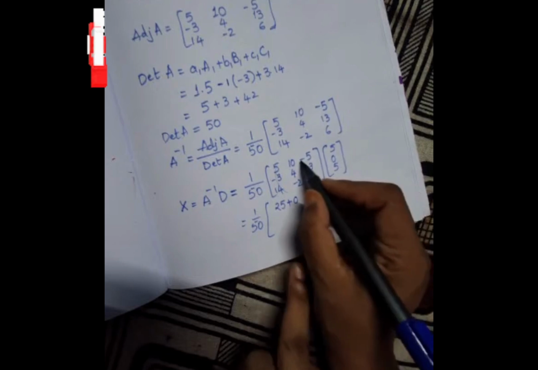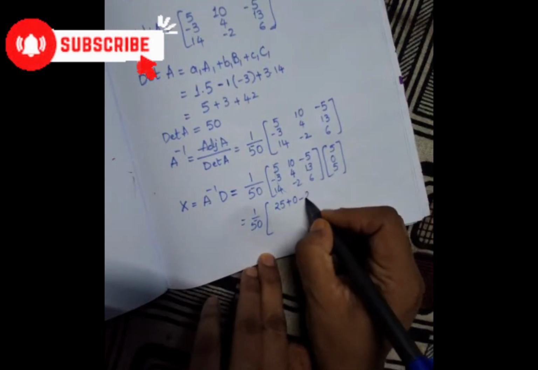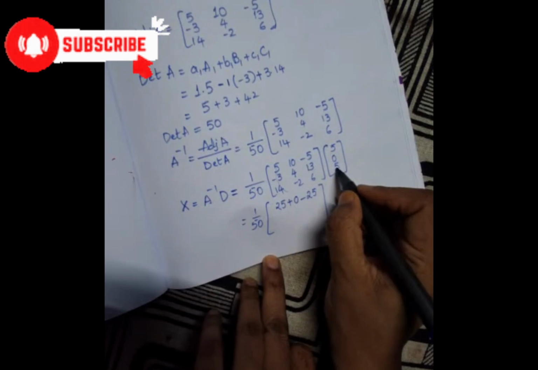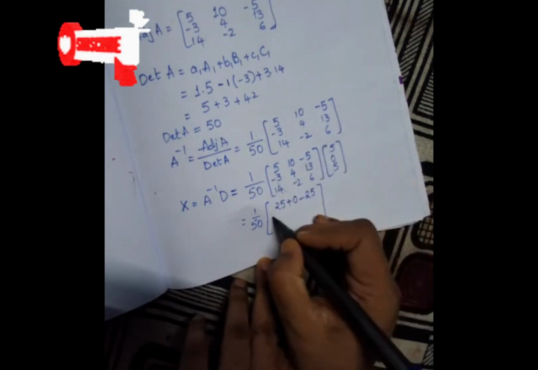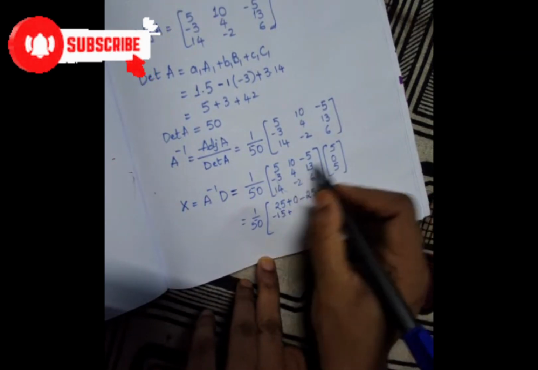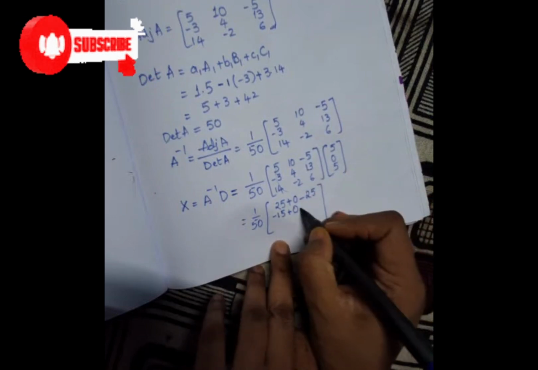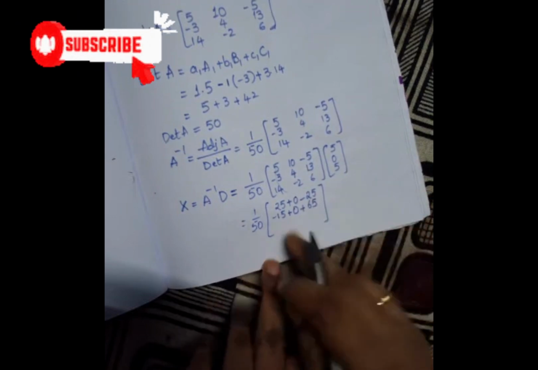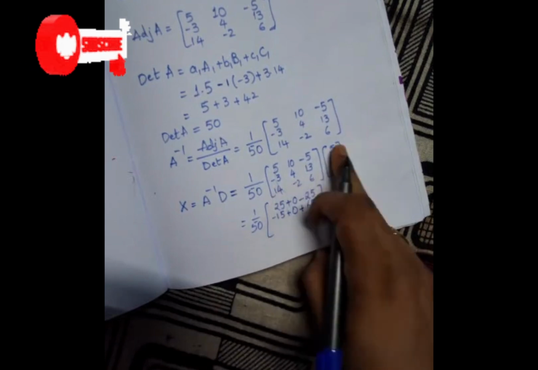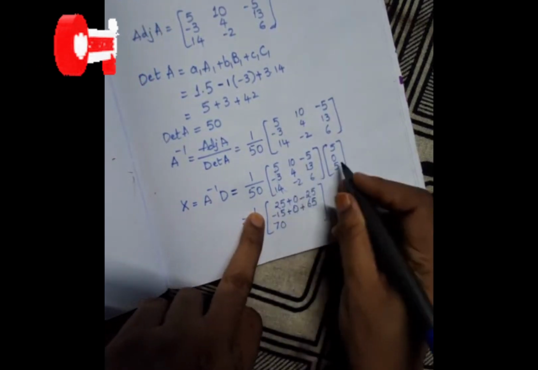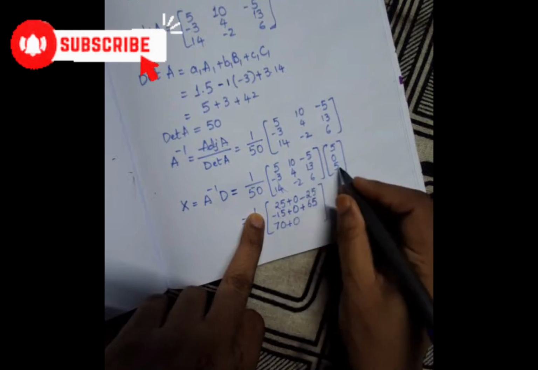Okay children, so minus 5 into 5 is minus 25. Now second row with this column: minus 3 into 5 is minus 15, plus 4 into 0, 4 zeros are 0, 13 into 5 is plus 65. Okay, now third row with this column: 14 into 5 is 70, minus 2 into 0 is 0, 6 5s are 30.